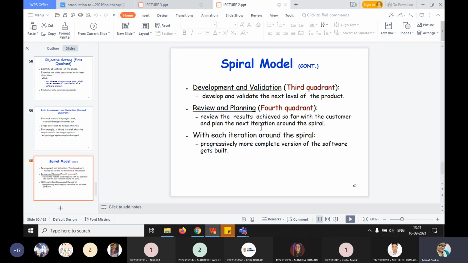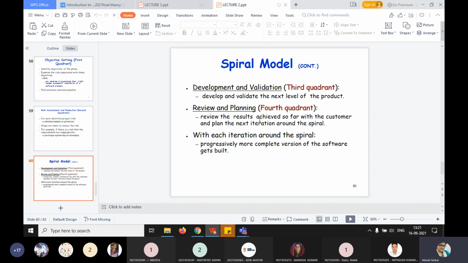This is the most important phase, review and planning, because even if everything looks like it's going perfectly, unless you get a review or feedback from the customer, from your perspective you will think that everything is fine. But whenever the customer is evaluating or reviewing your product, only then will we be able to understand whether it is working fine or not.